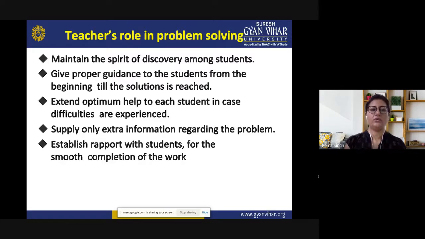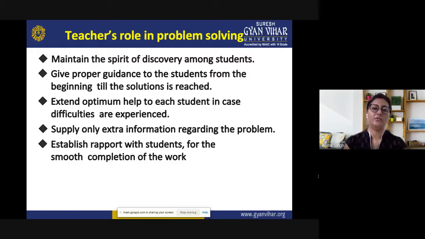Now, the teacher's role is very important in this method. What is their role? Maintain the spirit of discovery among students. They have to continuously assess whatever the students are doing, and maintain the spirit by which the students are working, going through their process to discover new things. Give proper guidance to the students from the beginning till the solution is reached. So this is very important. There has to be a proper guide for the students regarding that.